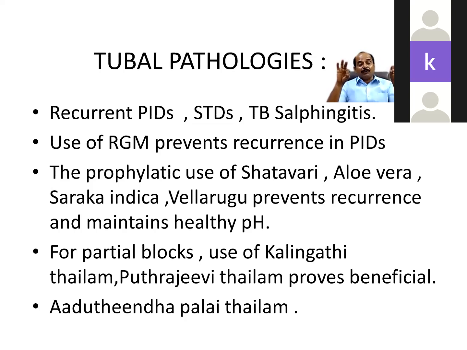Sometimes you get internal inflammation also. So the pathway should be very good and it should be smooth. We have to go for very thorough investigations, but the most common one nowadays is TB salpingitis. The use of RGM along with Vellaruk or Shatavari is very good in preventing the recurrence. So only I was stressed about the necessary advice of hysterosalpingogram.